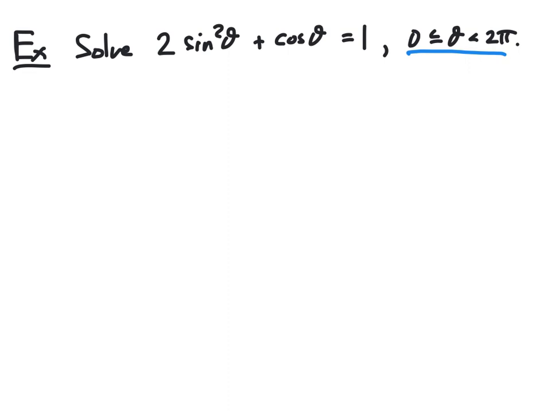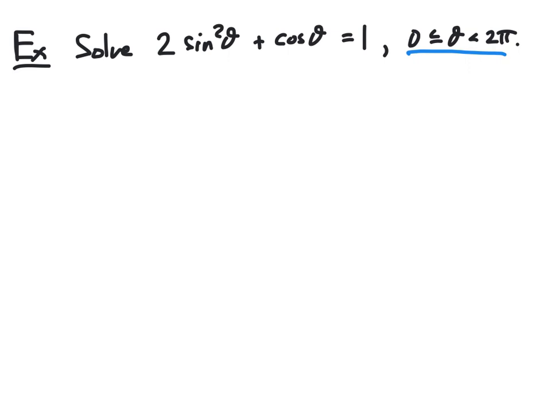This looks somewhat like the previous examples in that we have a trig function squared and a trig function and a constant. However, the difference here is that this example has both sine theta and cosine theta. And so in order to factor this, like we did in previous examples, we actually need to have the same trig function, either sine or cosine, throughout the entire equation.